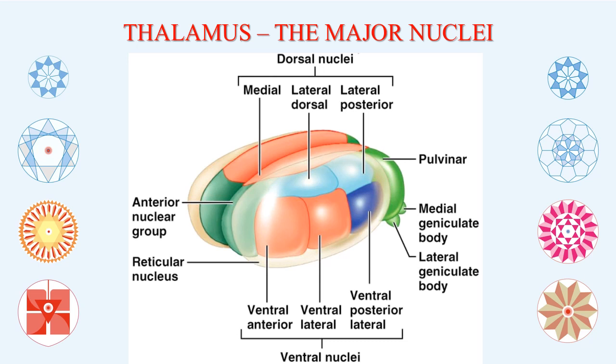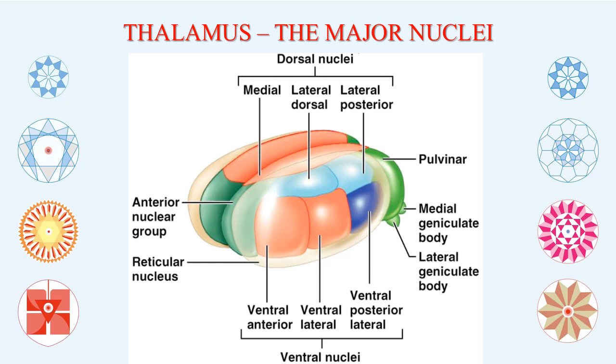Now, the major dorsal nuclei are medial, lateral dorsal, and lateral posterior. There are three sets. Similarly, the ventral nuclei also have three: ventral anterior, ventral lateral, and ventral posterior lateral. So now this is a little more subtle neuroanatomy of the thalamus.